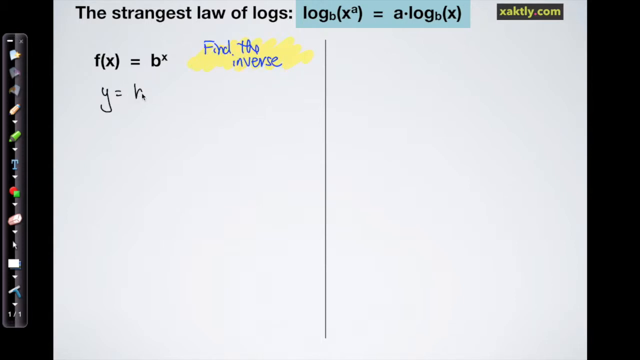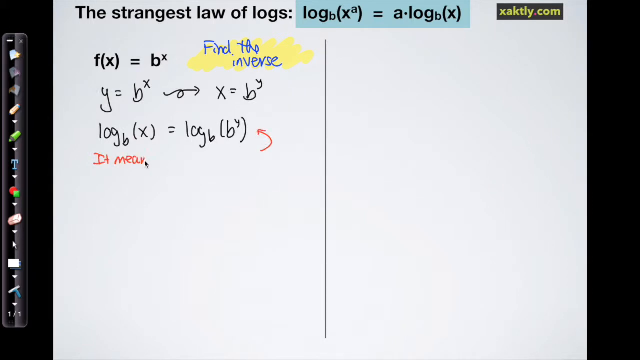We'll start by writing y equals b to the x, and then as we always do when we find inverses, we'll switch x with y, so x is equal to b to the y. And then we're trying to solve for y, so we release it from the exponent by taking the log base b of both sides. So the log base b of x is equal to the log base b of b to the y.